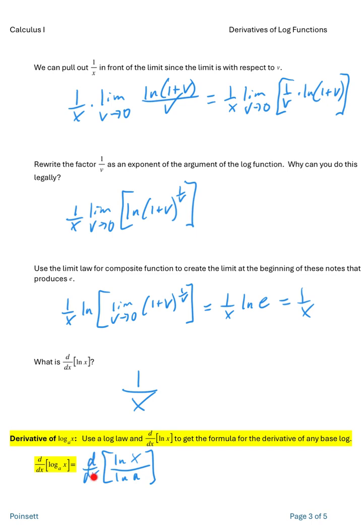Now, since we're taking the derivative with respect to x of the natural log of x, this factor of 1 over the ln of a is not affected by the derivative. Hence, you can pull that thing out front. So we've got 1 over the natural log of a times the derivative with respect to x of the natural log of x. And we just saw the derivative of the natural log of x is 1 over x. So this is simply 1 over x times the natural log of a. So the derivative of any base a logarithm is 1 over the quantity x times the natural log of that base a.